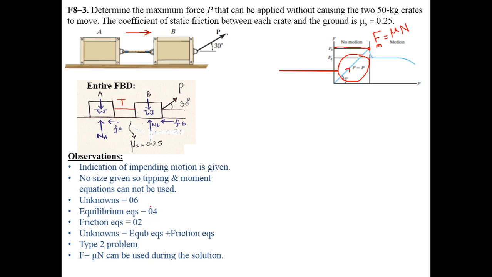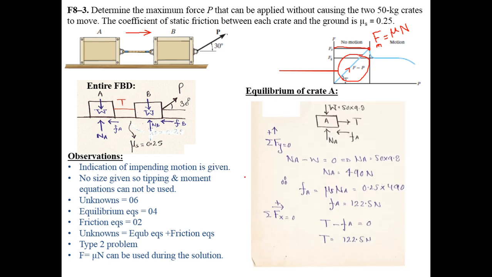So the total number of equations we have is 4 plus 2, 6. This is equal to the number of unknowns. So when the number of unknowns is equal to the equilibrium equations plus the friction equations, it is essentially a type 2 problem, and this means that F equals mu N can now be used during the solution. So our next step is to consider the equilibrium of crate A.